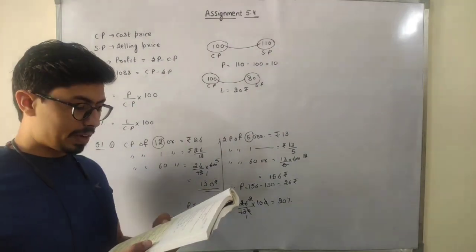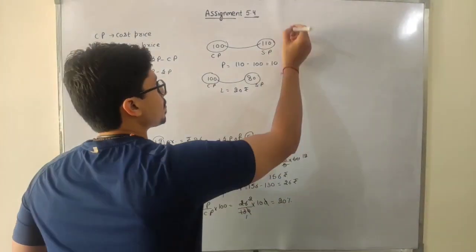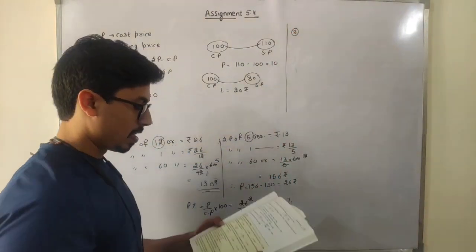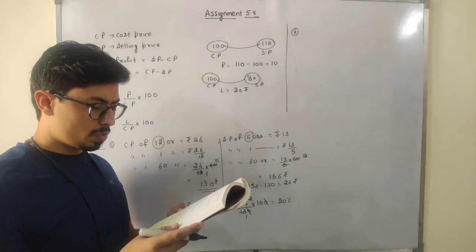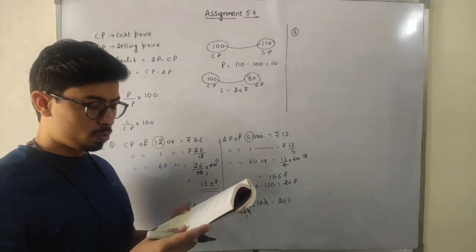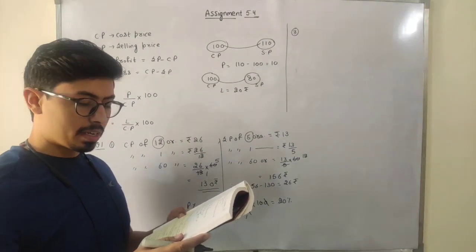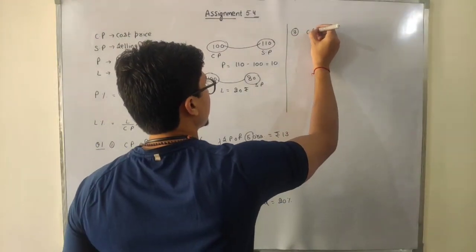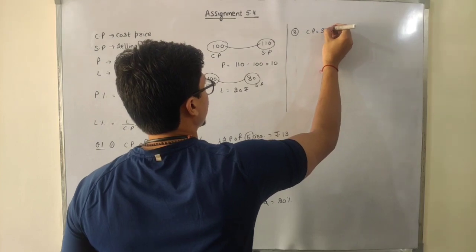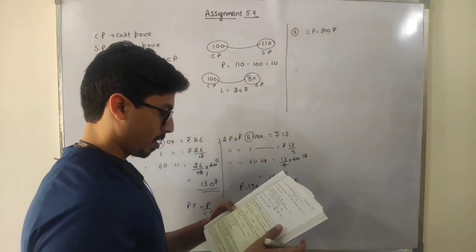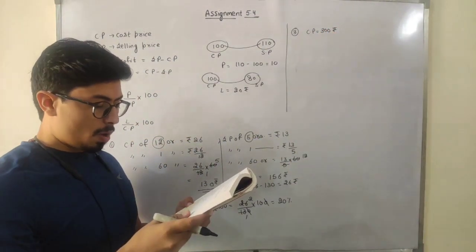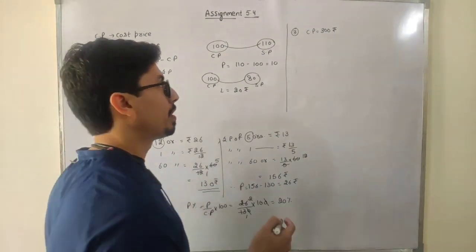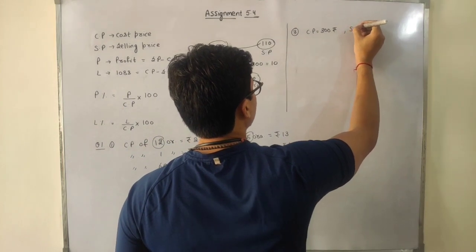Now, students, if I see part number 3 of this, a box of mangoes was purchased by a fruit seller for rupees 300. So this is the purchase cost, that means it is the CP. CP is rupees 300. However, he had to sell them for rupees 255. The selling price is 255.